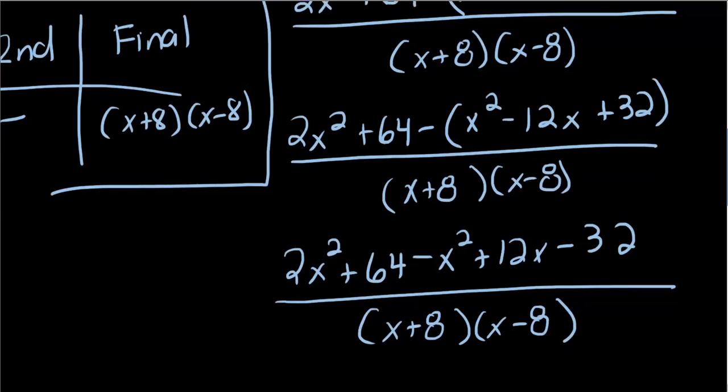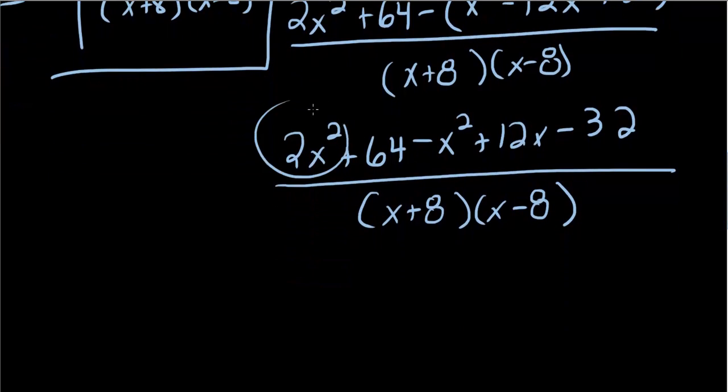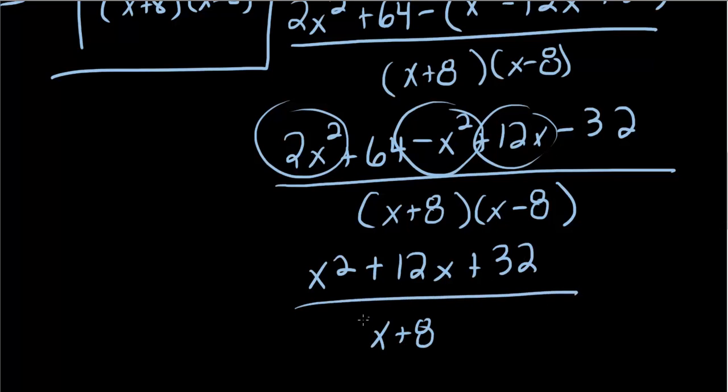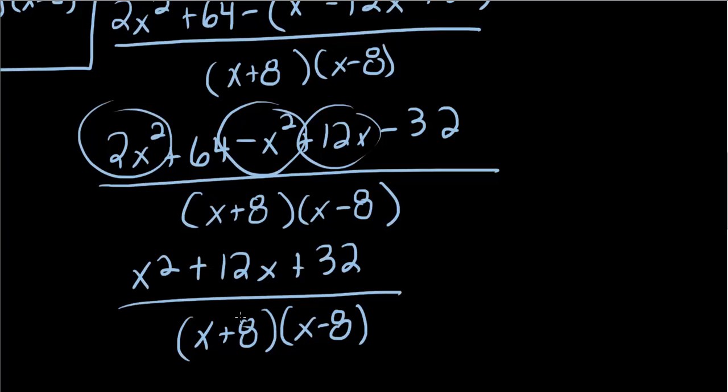And now we're going to combine like terms. So 2x squared minus x squared is going to be x squared. The 12x stays like that. And 64 minus 32 is positive 32 over (x plus 8) times (x minus 8). And again, you want to see if you can factor the numerator, and if by doing so you will be able to cancel anything on the denominator.